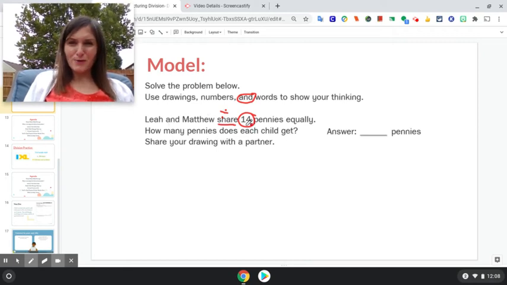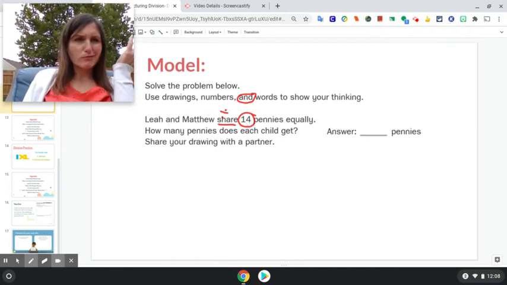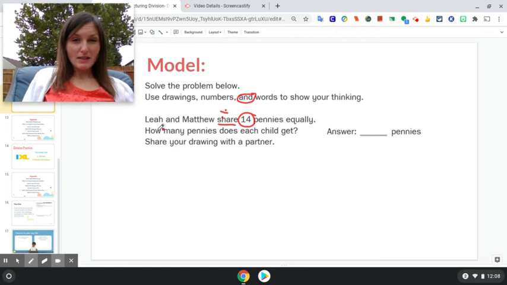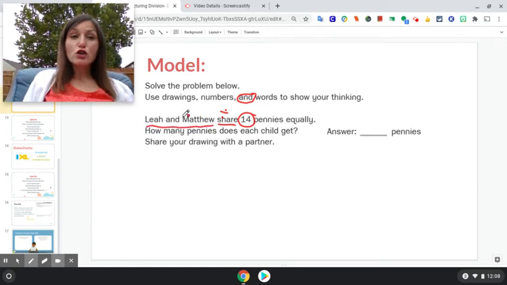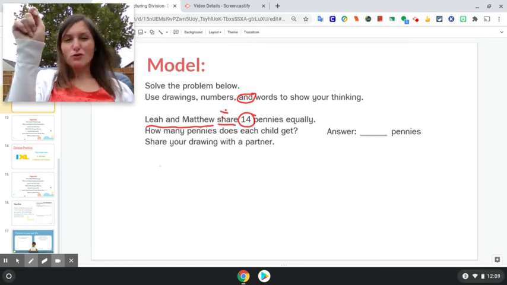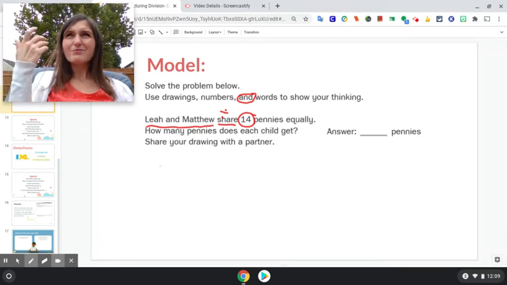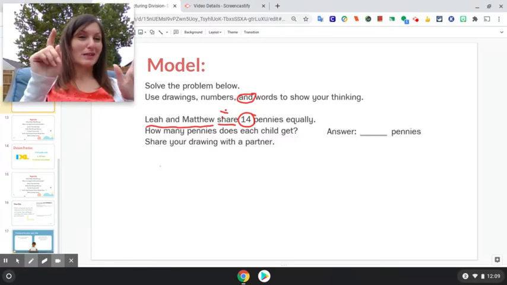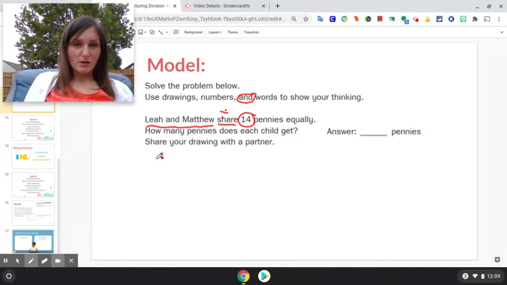And who am I sharing this with? I don't see another number here. So who gets these? Well, Leah and Matthew. Even though I don't have another number, I can see that I have Leah and Matthew. Okay, so I've got two people. So I'm going to go ahead and draw that picture. I could draw a little picture of Leah and a little picture of Matthew, but that's going to take a lot of time. So to make it easier, I'm just going to draw circles, like those equal groups that I did with multiplication the other day.